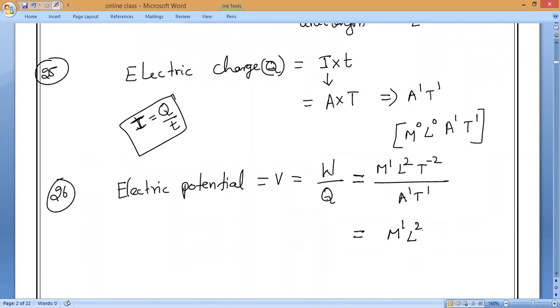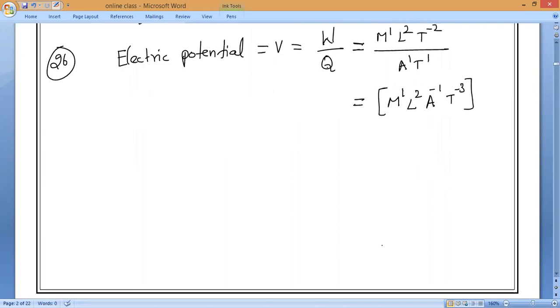M1, L power 2, A power minus 1, and T power minus 3. So that is the dimensions of electric potential.